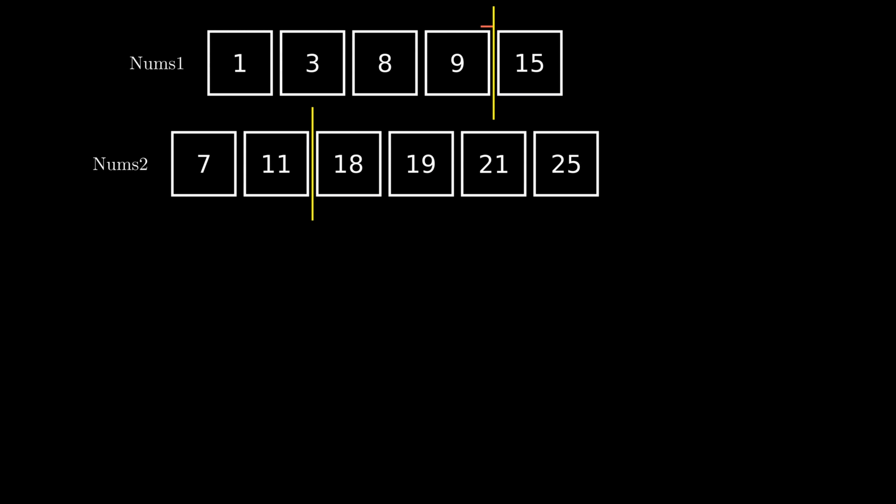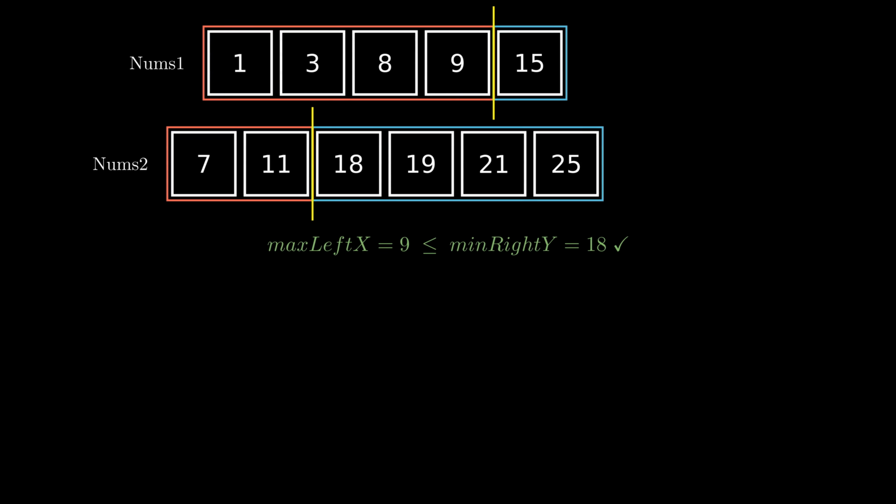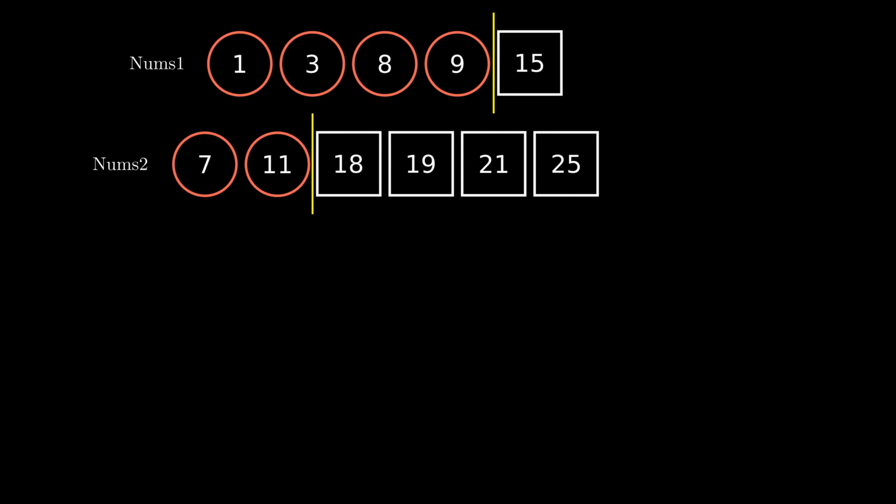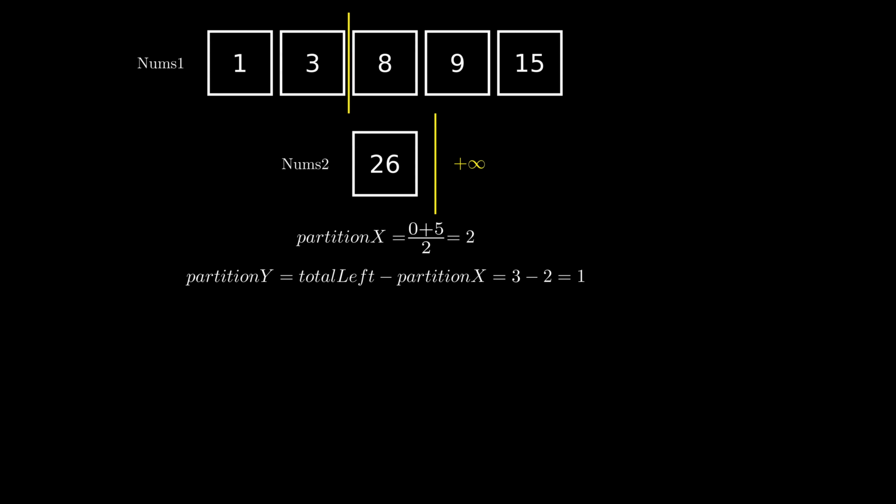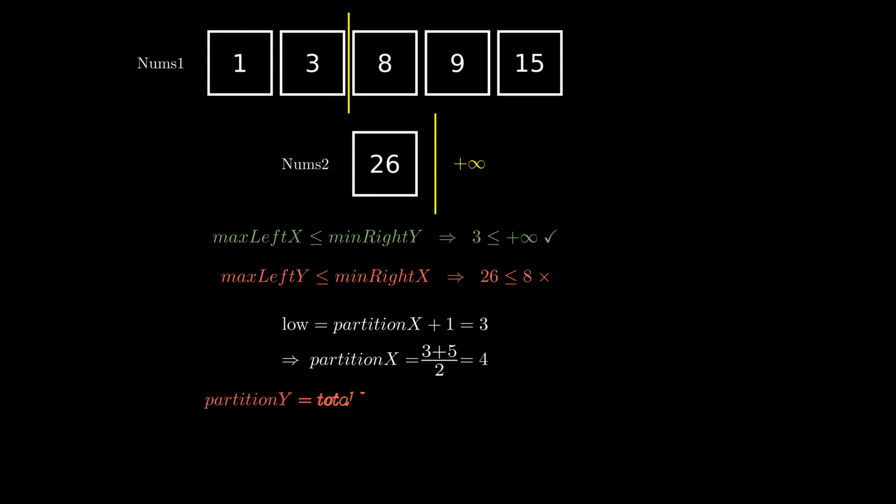Once the conditions are satisfied, we take the maximum value on the left side. This is why we add plus 1 to total left. To minimize complexity and prevent out-of-bound errors, it's best to perform the binary search on the smaller array.